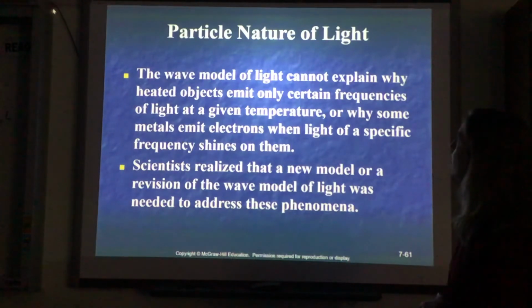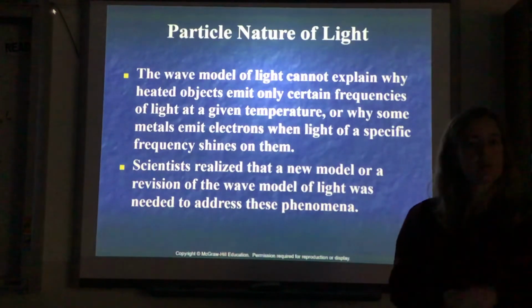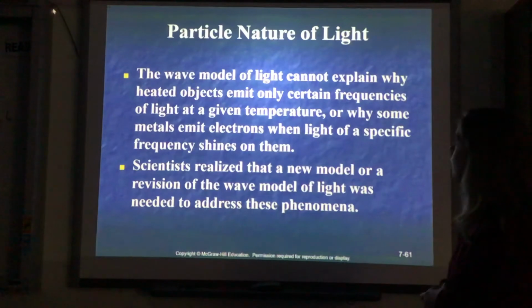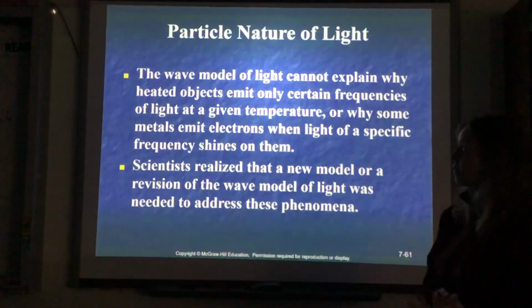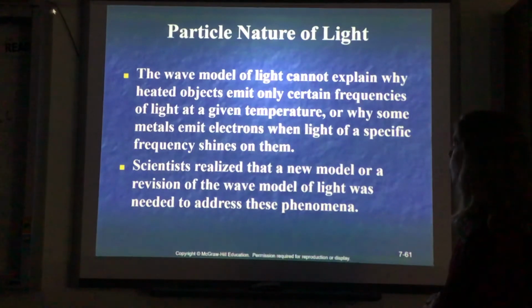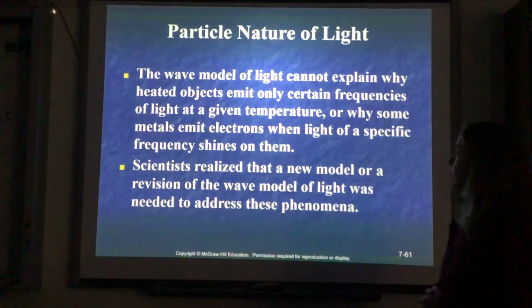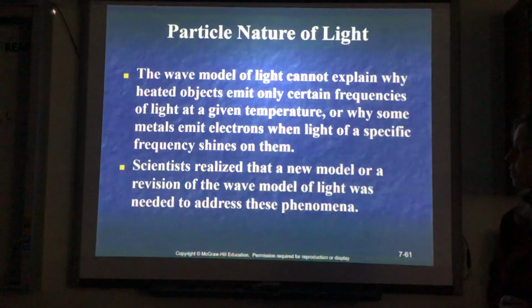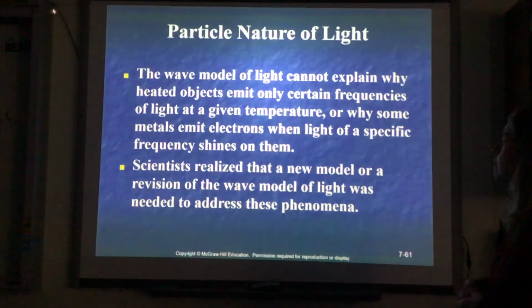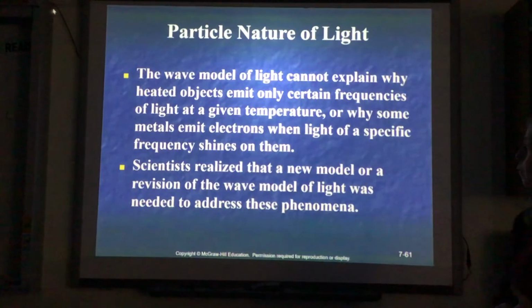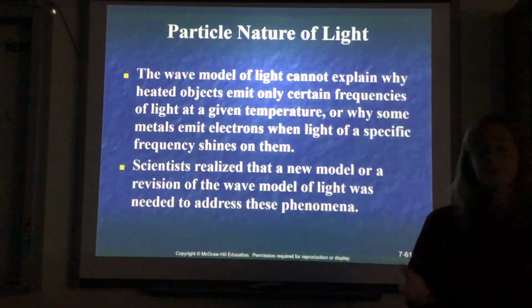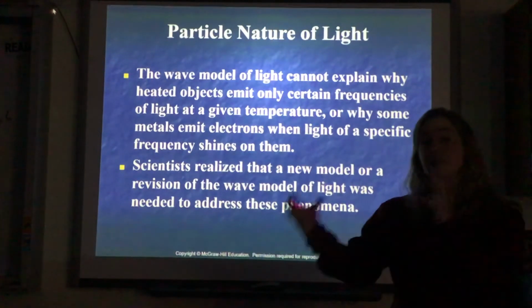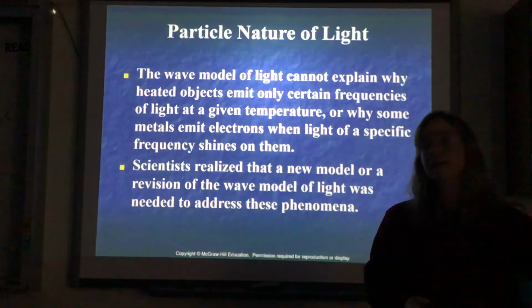All right, so this will be the last slide we're going to go over today. The wave model of light cannot explain why heated objects emit only certain frequencies of light at a given temperature, or why some metals emit electrons when light of a specific frequency shines on them. Scientists realized that a new model or a revision of the model of light was needed to address these phenomena. So we're not going to get into that today. We're going to get into it later in the week.